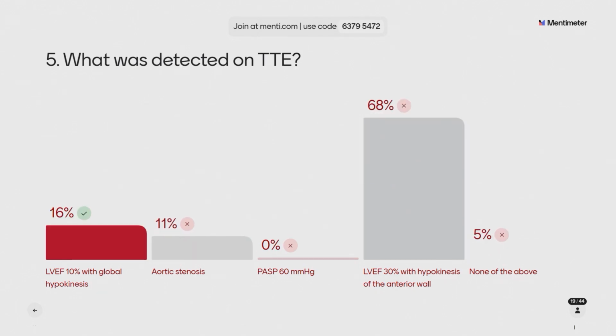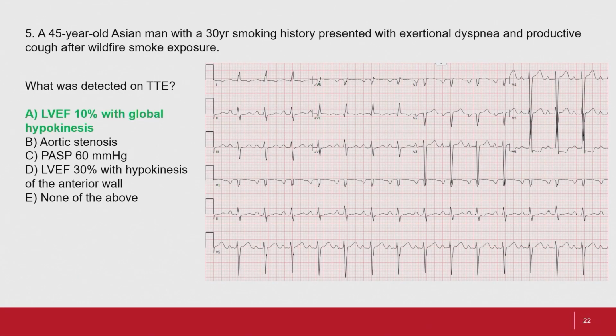There we go. Okay, so they think 30%. I mean, 10% would be bad. Yes, we got it. The AI got it right. But so did our fantastic cardiologist.